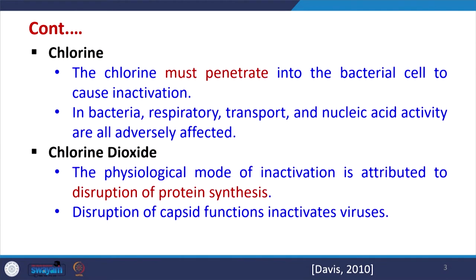Now if chlorine is added, it will penetrate into the bacterial cell and thus it will inactivate that bacteria. In bacteria the respiratory transport and nucleic acid activity all get affected when chlorine penetrates the bacterial cell. So this way it is able to inactivate the bacteria and its potential for pathogens etc.